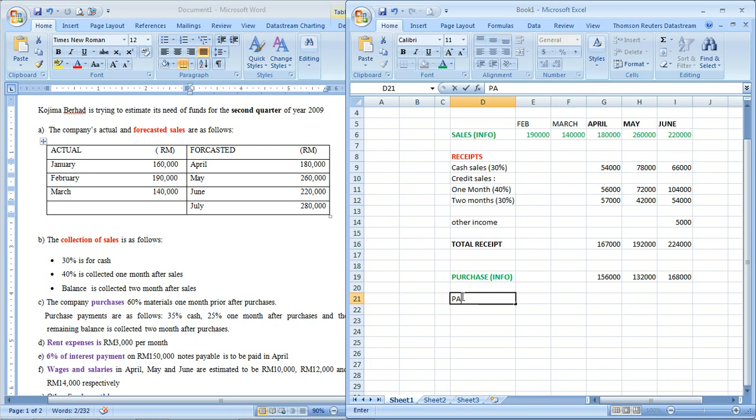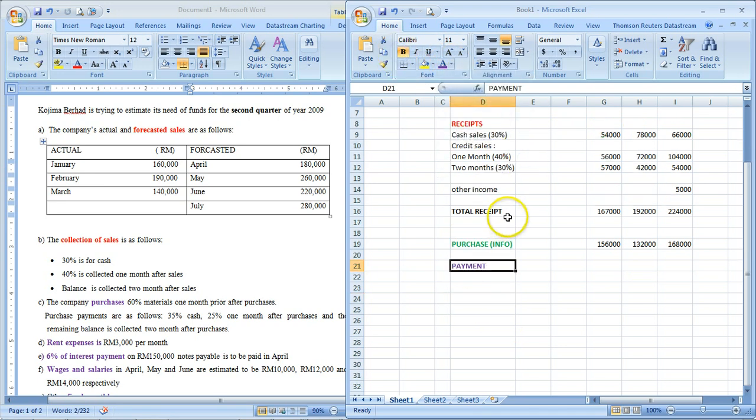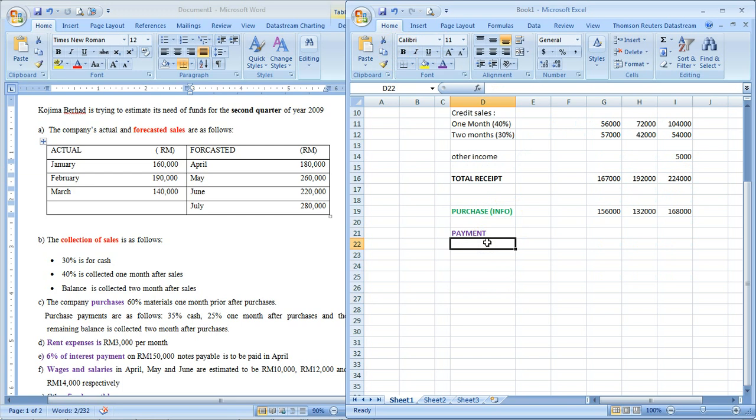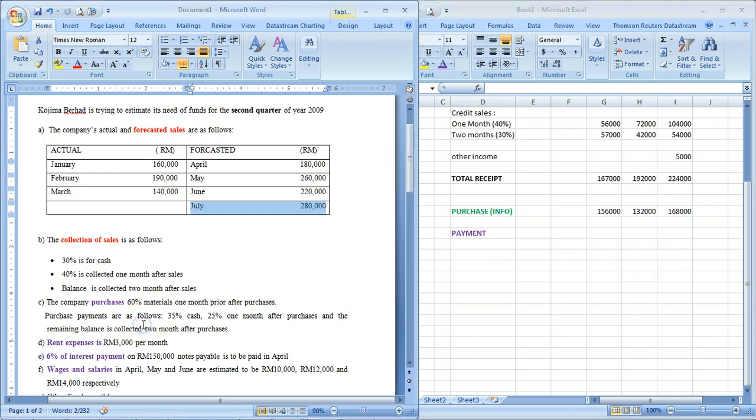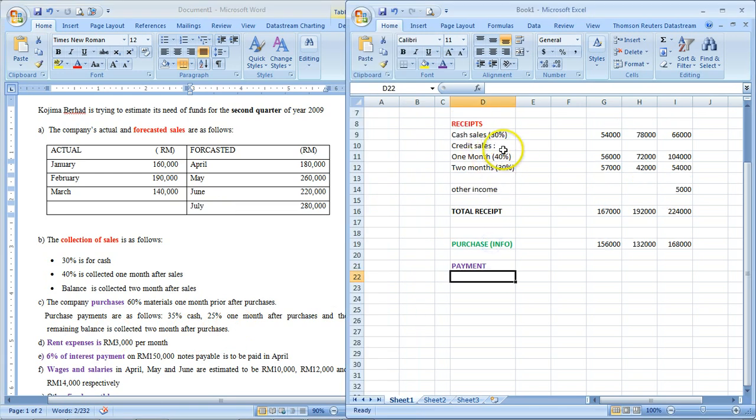Now you can start to do the payment part. Any payment or any disbursement or any outflow of money. What color? Purple. Correct? The outflow. Okay, first, you see, the payments are made as follows: 35% cash, 25% 1 month, and the balance is the same step, class. This is the same step like this. This is sales, but this is payment. So first is what? First is cash payment. How many percent, class? Correct, 35%.